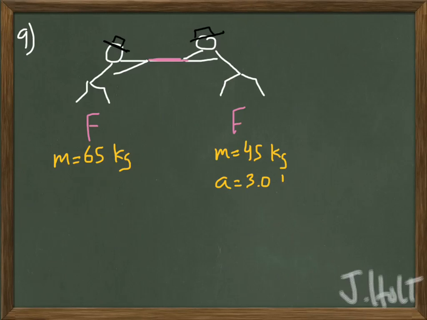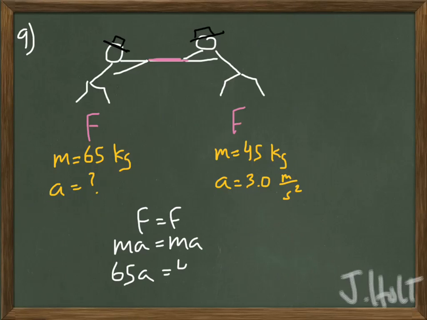And we know her acceleration. We don't know his acceleration. So how can we do this? Well, think about it. The forces are going to be exactly the same because Newton's third law says equal and opposite forces. Well, F equals ma, so ma must equal ma, right? So now we can plug in our numbers. We can plug 65 in our variable on the left, and we can plug 45 and 3 on the right because those are both given.